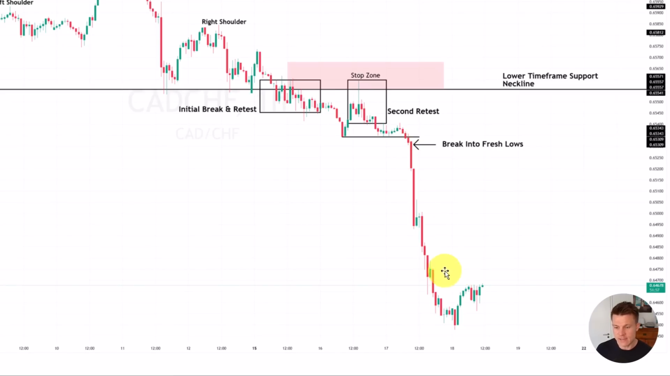And here you can see that's where the market really collapses. So it's not the first break and retest. It's not even the second retest with a stop run. It's once the market breaks into fresh lows, that's where you will see a lot of orders get triggered. And that's then where the momentum picks up.